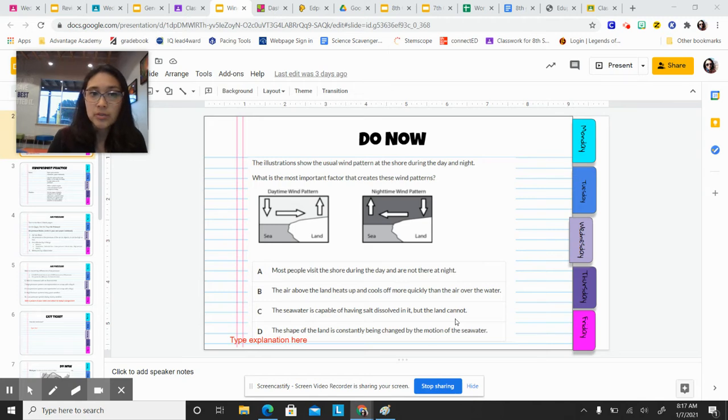It says illustrations show the usual wind pattern at the shore during the night and then during the day. What is the most important factor that creates these wind patterns? So, in other words, is the wind going? Okay. So A says most people visit the shore during the day and are not there at night. So you got to think about, okay, well, do people cause wind? And no, they don't. The air above the land heats up and cools off more quickly than the air over the water. So you got to think about what causes the air pressure differences.